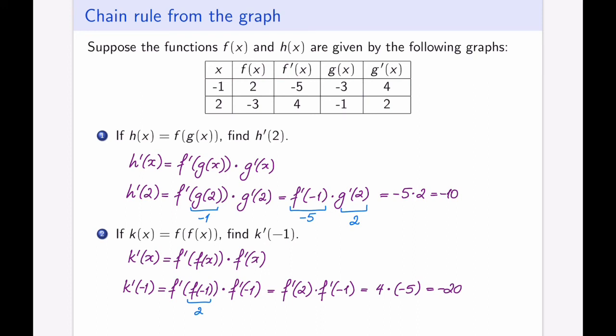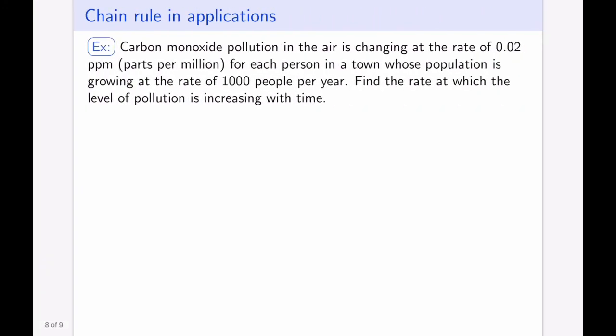Fantastic. These were the graphical and the numerical or tabular representations of the function and the application of the chain rule to them. Now let's see how chain rule can work in applications. So a little bit more of the verbal and the interpretive applications here. So let's see what we have for the first example.